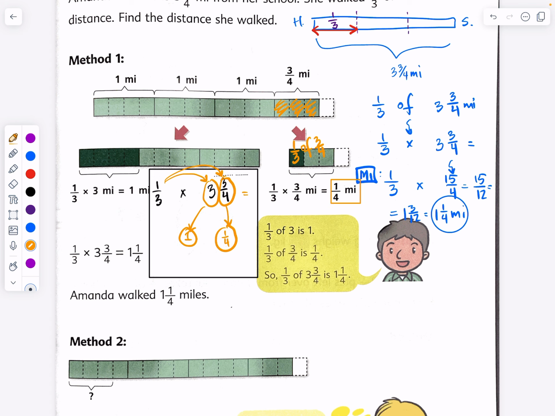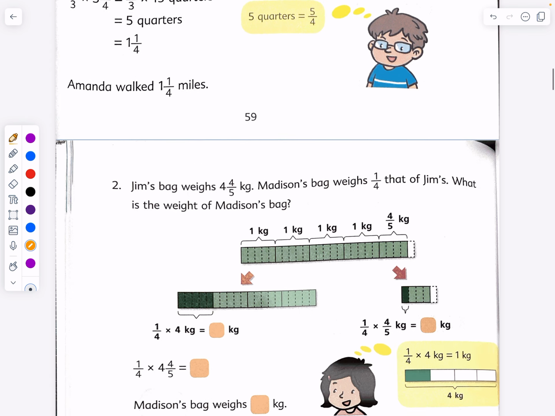So together she walked 1 1/4 of a mile, which is exactly the same answer we obtained in our previous calculation. We just used it step by step. We use the distributive property, my friends. It's the distributive property. Okay, next example.